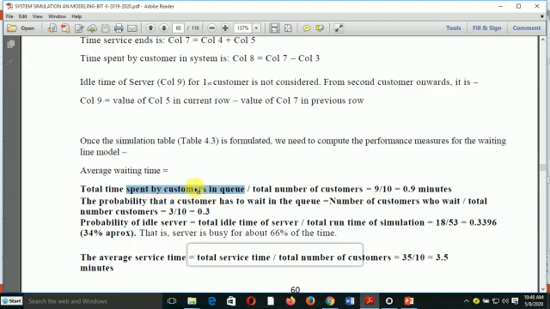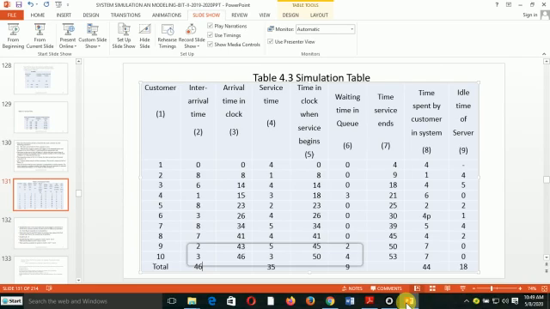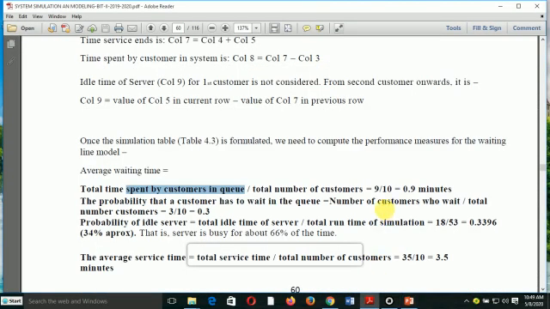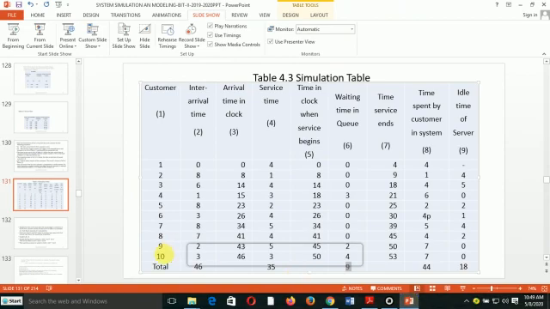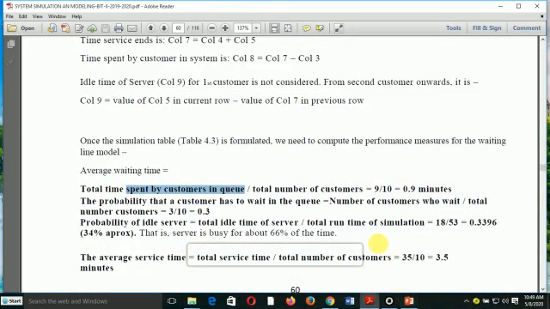Average means you take the total waiting time of customers divided by the total number of customers we are having. So here we see the total time spent by customers in the queue. It is 9 here. So we divide by the number of customers, we are having 10 customers here. So we have 0.9 minutes. So the waiting time for the customer is almost 1 minute. So it is good.